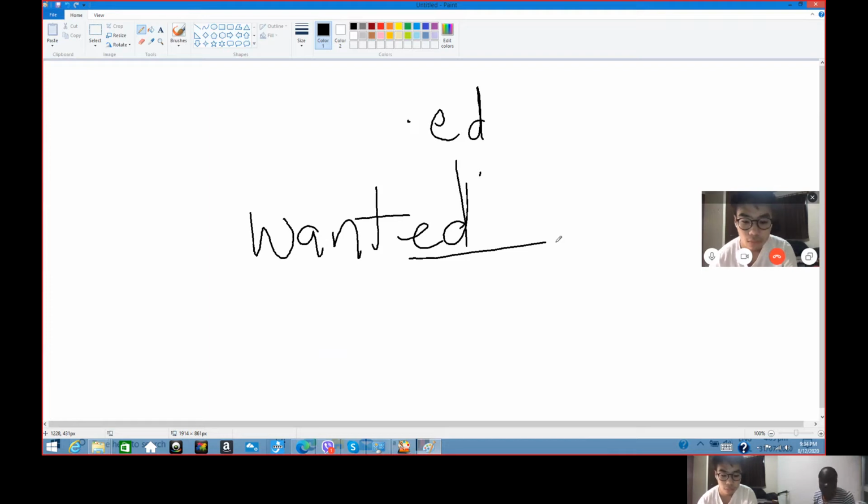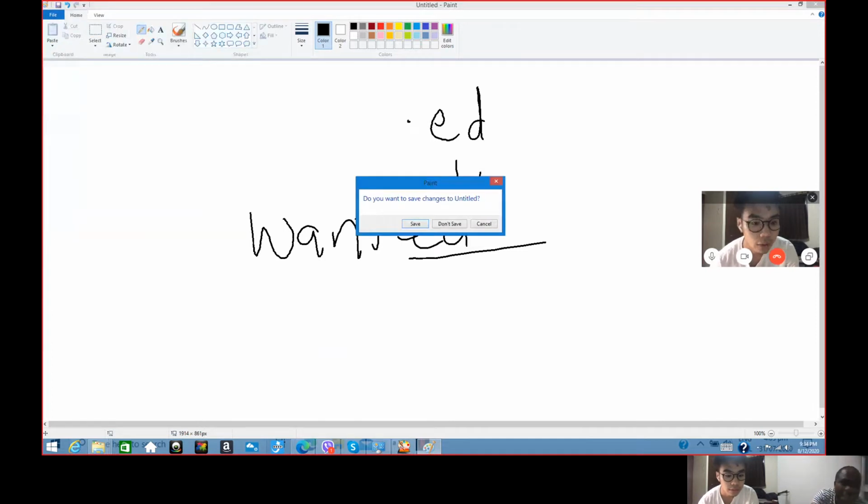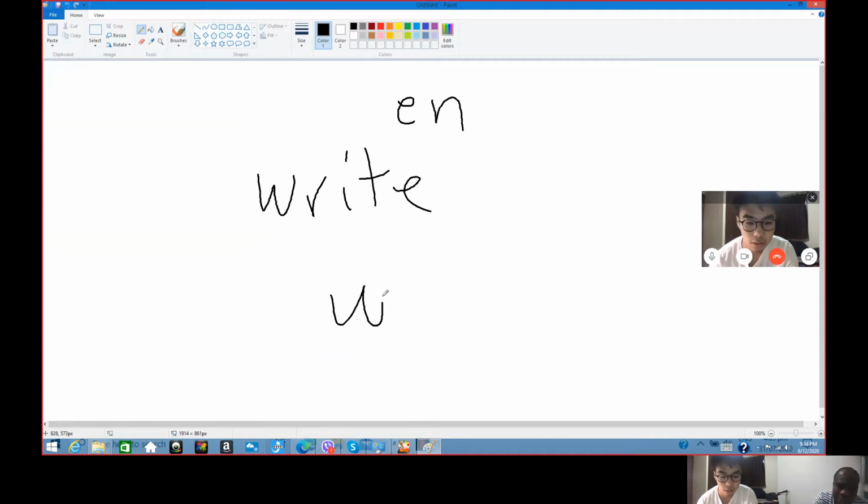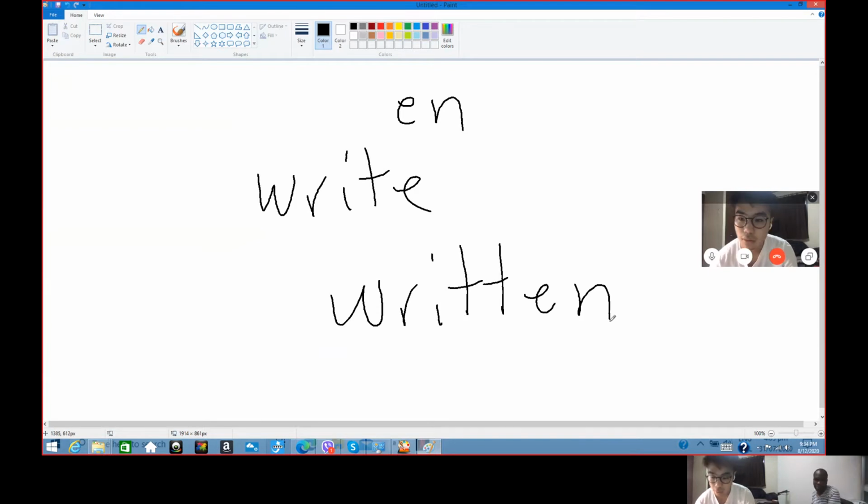The next one is called en. This is also very simple. When I have a word like write, I can change this one into written. Written, okay? Good. So you see this en is there. This one is changing the verb into the past participle.